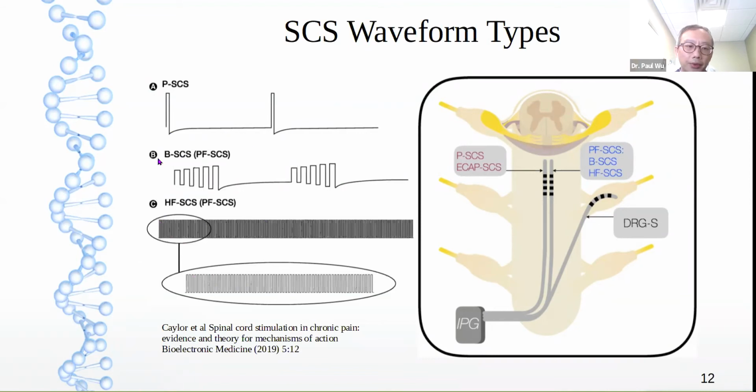These latter 2 types are paresthesia-free, and this one is with paresthesia, meaning that one can feel a tingling sensation in the extremities, arms or legs, depending on where they put the stimulation system. This is basically depicting the location of the spinal cord stimulation system. You can do it at the dorsal column or in the epidural space, or DRG, which is stimulation directly at the dorsal root ganglion.